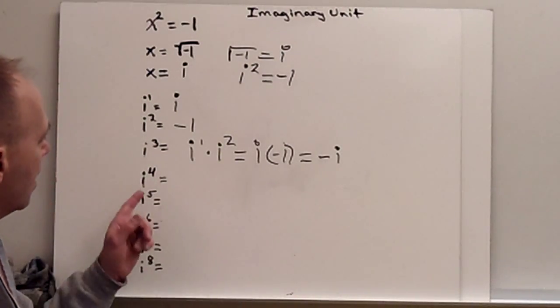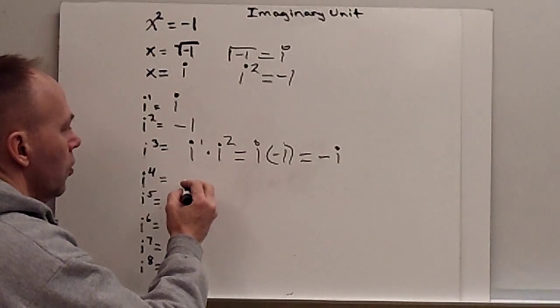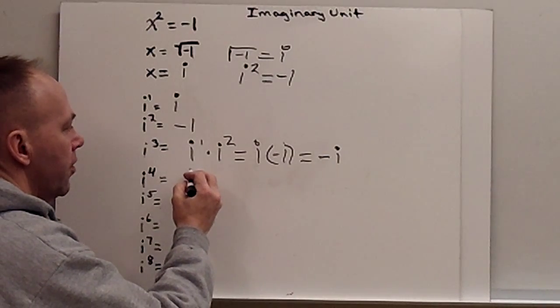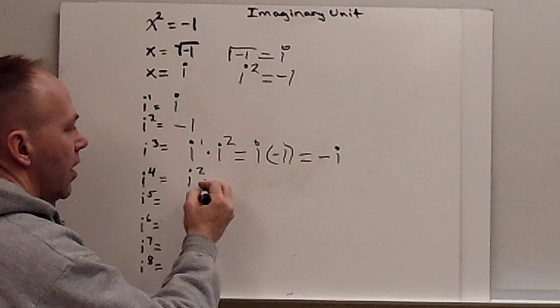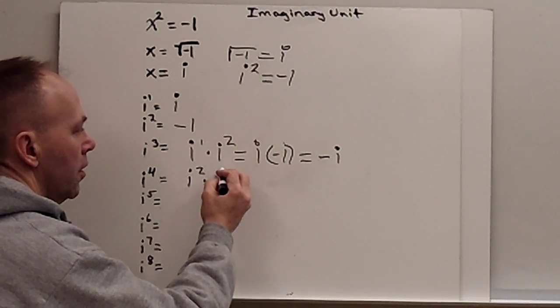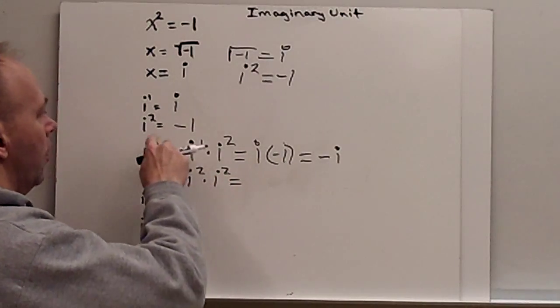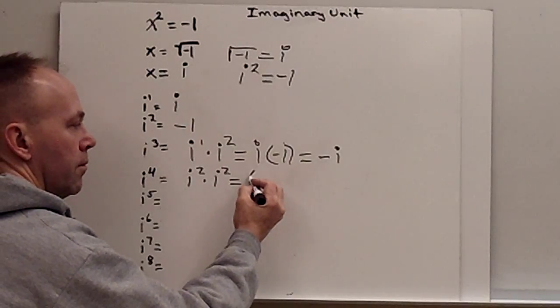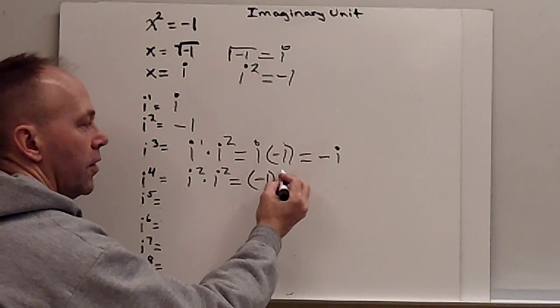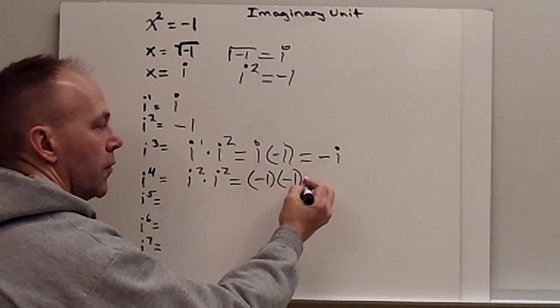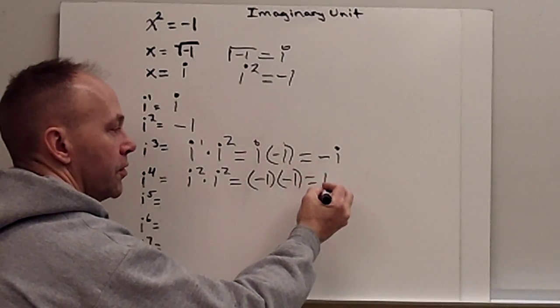All right. i to the 4th. Well, I can break that up into i squared times i squared. And I know i squared is -1. So that's -1 times -1, which is 1.